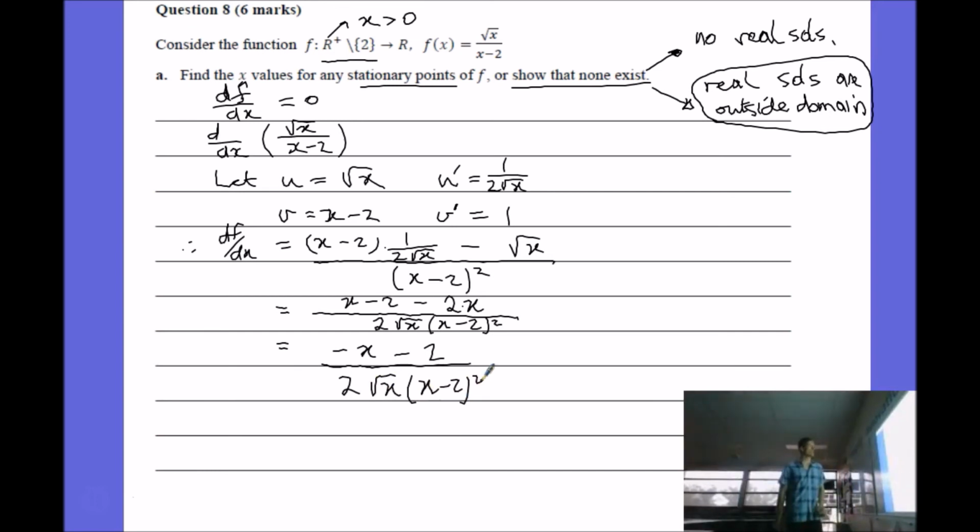So when do we get stationary points? Well, alright, the derivative will equal 0 when, in fact, just the numerator part of this fraction will equal 0.